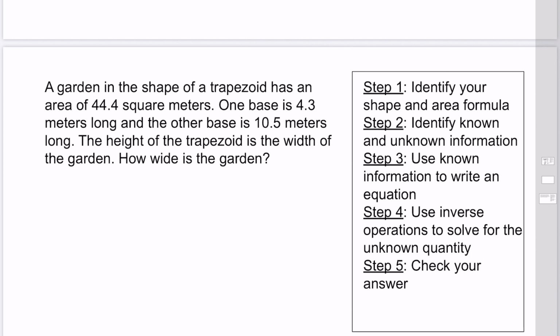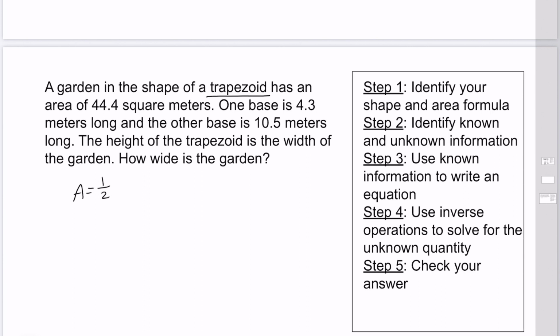A garden in the shape of a trapezoid has an area of 44 4/10 square meters. One base is 4 3/10 meters long, and the other base is 10 5/10 meters long. The height of the trapezoid is the width of the garden. How wide is the garden?